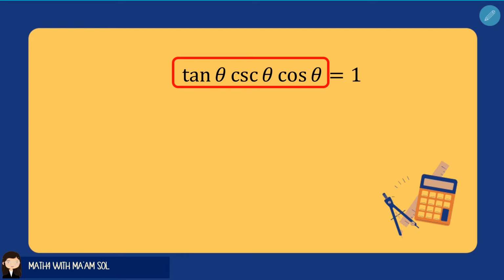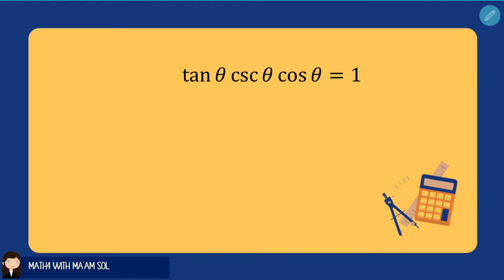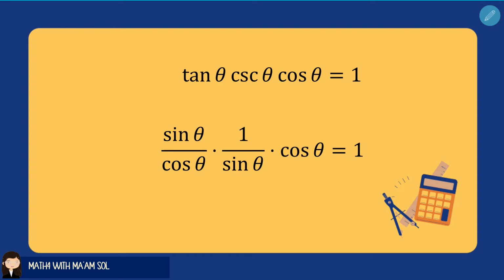But how do we do that? We now have tip number 2. We write the expression in terms of sine and cosine. We know from our ratio identities that tangent theta is equal to sine theta over cosine theta. Thus, we replace it with that. We also know from our reciprocal identities that cosecant theta is equal to 1 over sine theta. So we write it that way. Of course, we retain cosine theta.